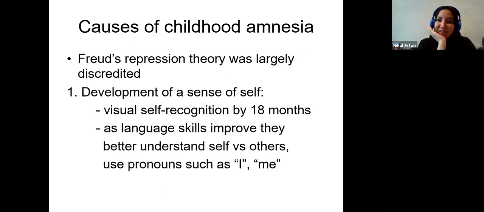So, the development of a sense of self. Visual self-recognition: remember that test where the kid was looking at themselves in the mirror. By 18 months, there is visual self-recognition. As language skills improve, they start to better understand themselves versus others with pronouns such as I, me, and you. So that distinction is essential: recognizing yourself and that you are distinct from others.